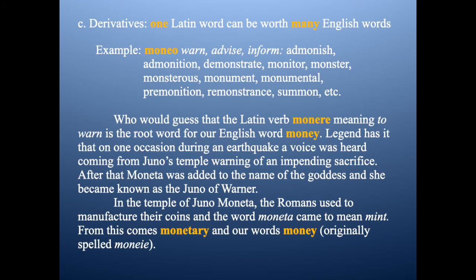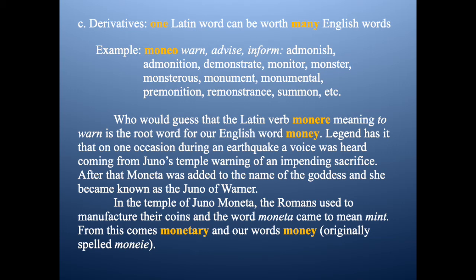And of course, some of our words are just taken from the Latin base and added to it with prefixes or suffixes. But one Latin word can be worth many English words, sometimes hundreds of words, by knowing one Latin word. An example I have here is the verb moneo, which means to warn, advise, or inform. And this is one that has about 200 English words that use this word as a base. A few of them here: admonish, demonstrate, monster, premonition.